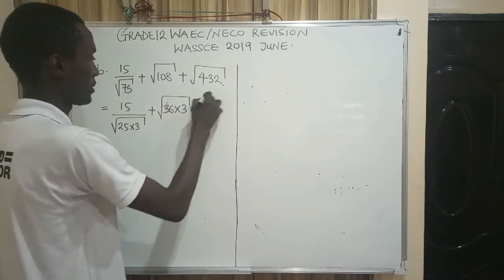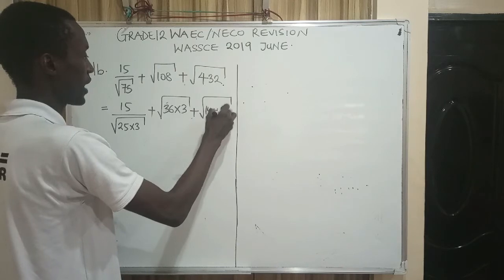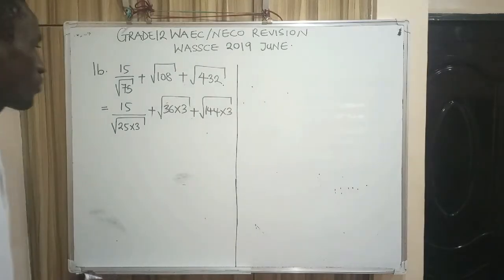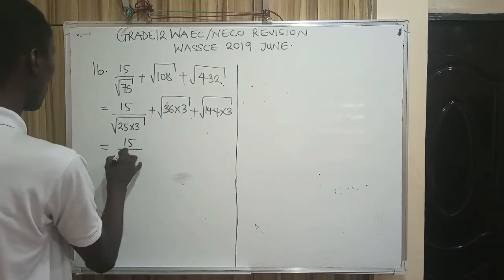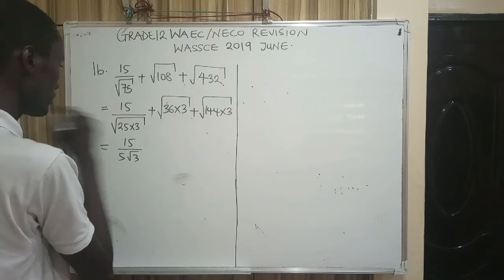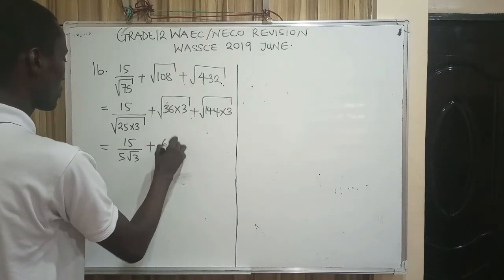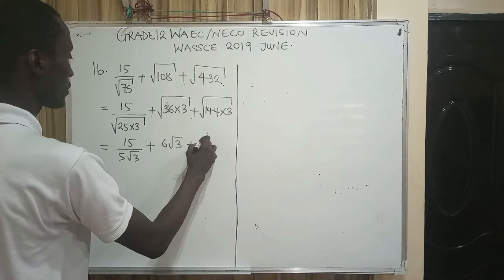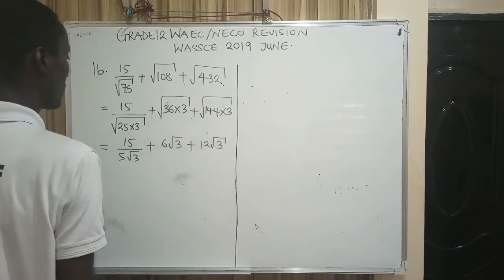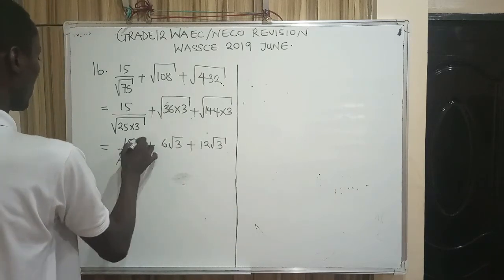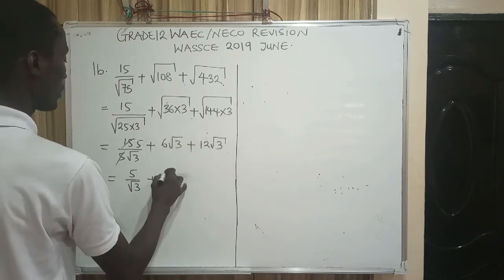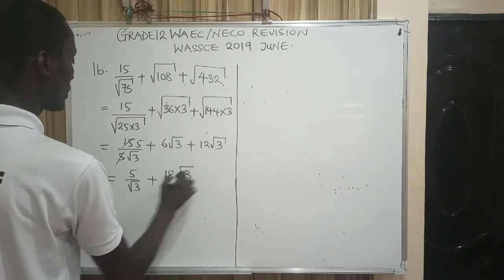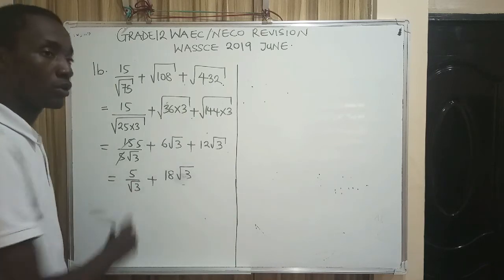Now, for this one, 144 times 3. So, what I'm going to have here will be what? 15 over 5 root 3 plus 6 root 3 plus 12 root 3. Now, I'll take care of this. This will simply be what? 5 over root 3 plus, I can add this up, 18 root 3.